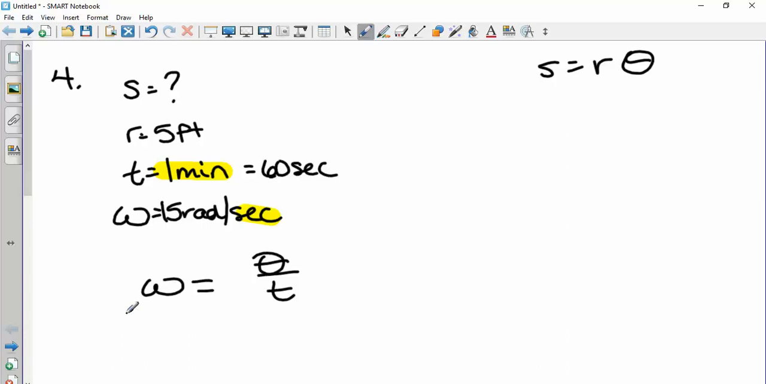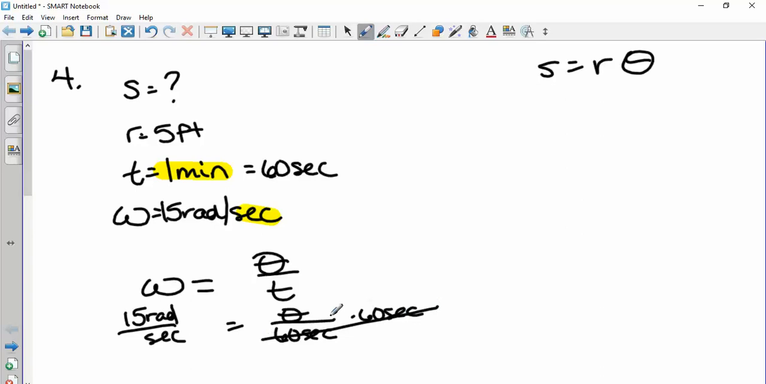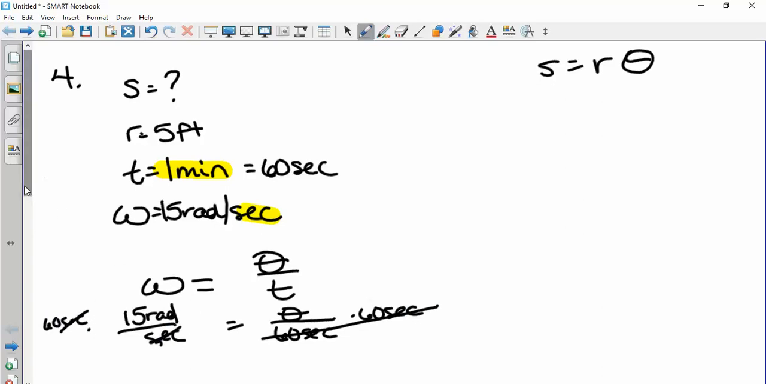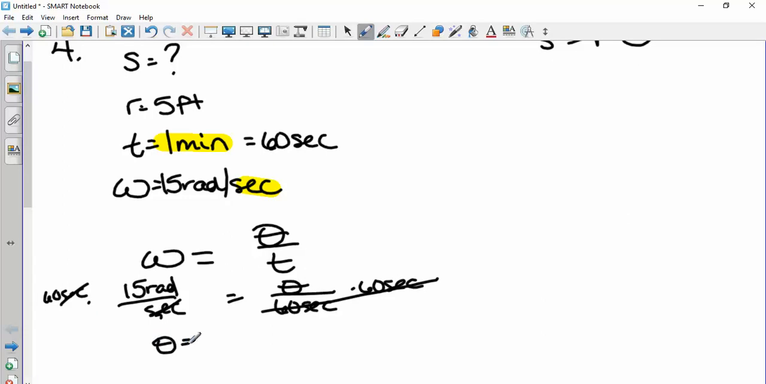So if I use this, my omega is 15 radians per second equals theta over T. We said we have to use the 60 seconds, so my units match. So multiply over the 60 seconds. Seconds would drop. So 15 times 60 is 900. And that is in radians.